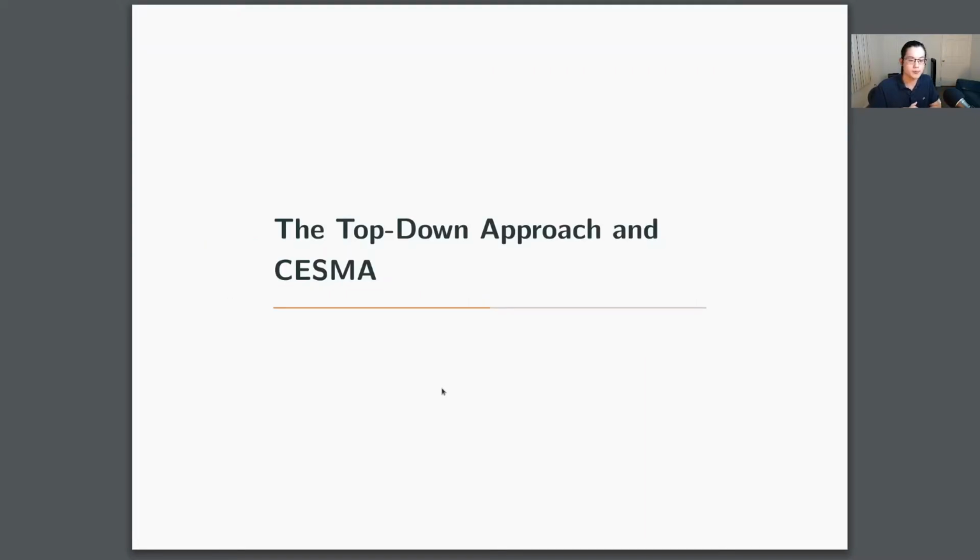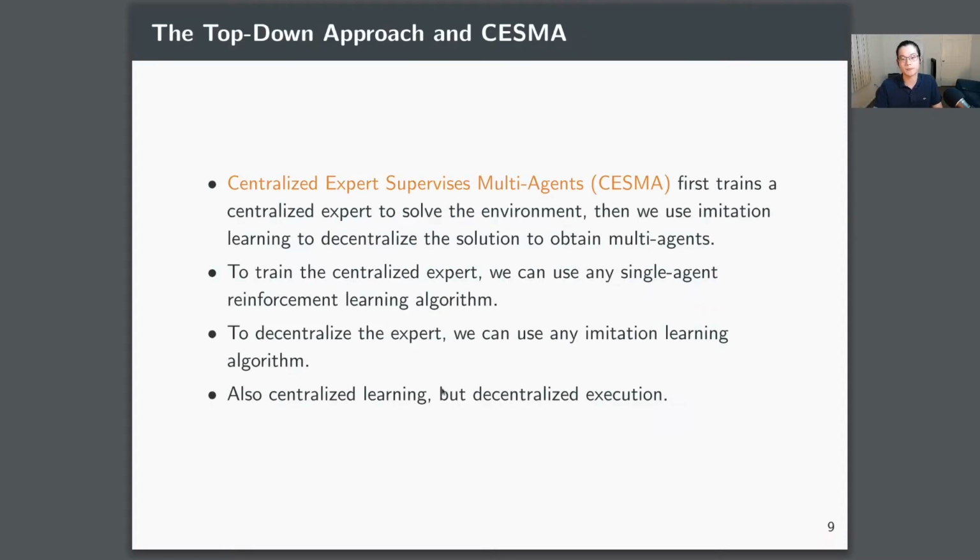So now I'll talk about our work, SESMA, and how it can be seen more as a top-down approach. SESMA is centralized expert supervised multi-agents. Basically the idea is you take a centralized expert that will take in the joint observations and output joint actions and solve the environment that way, where you can sort of view it as a single agent reinforcement learning problem. And then after the centralized expert sufficiently learns the environment, we can use imitation learning to decentralize the centralized expert in order to attain decentralized multi-agents. Note that this also falls under the framework of centralized learning but decentralized execution.